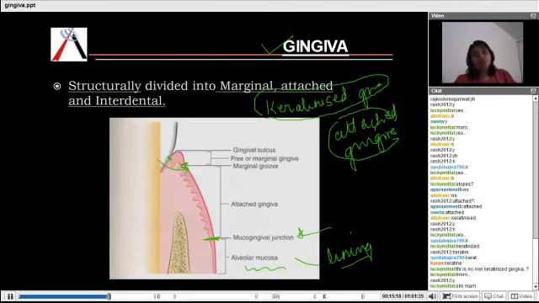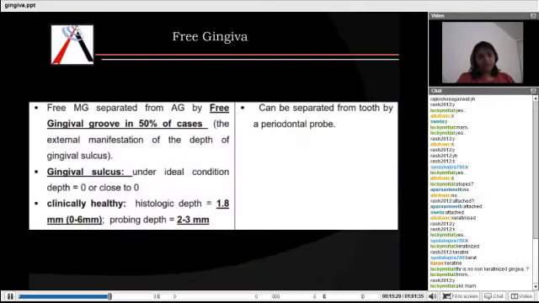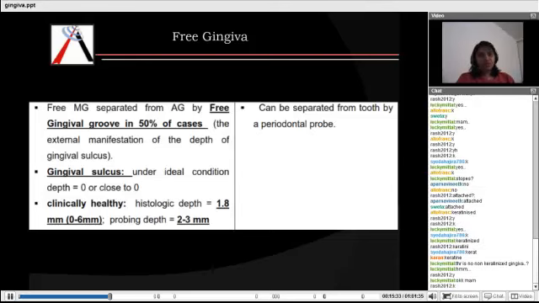So you can arbitrarily say that this should be the depth of the sulcus inside. Now this point is not very strictly applied clinically, and we also don't see a free gingival groove in all patients. Look at this point over here. The free gingiva, or the marginal gingiva, is separated from attached gingiva by a free gingival groove in 50% of cases.